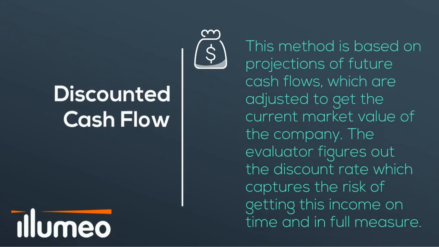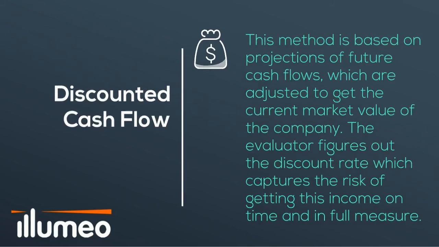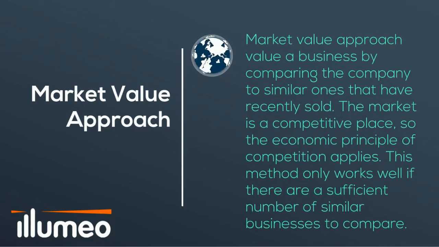Discounted cash flow. This method is based on projections of future cash flows, which are adjusted to get the current market value of the company. The evaluator figures out the discount rate which captures the risk of getting this income on time and in full measure. Market value approach. Market value approach values a business by comparing the company to similar ones that have recently sold. The market is a competitive place, so the economic principle of competition applies. This method only works well if there are a sufficient number of similar businesses to compare.